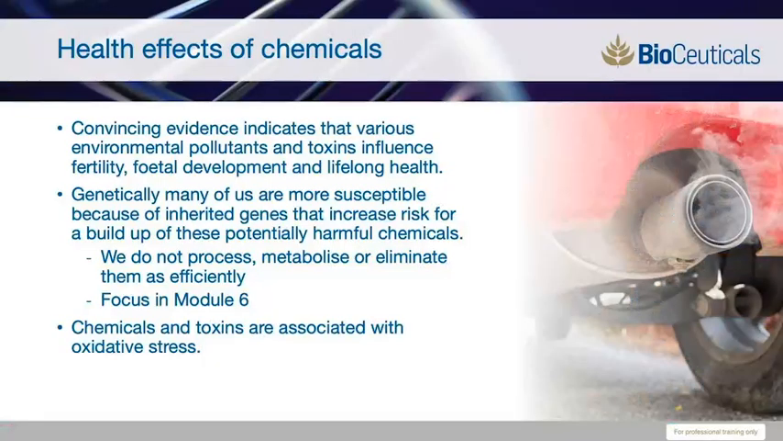So the other thing that is very, very important when we're thinking about pregnancy health and fertility is the chemicals and toxins in our environment. There is convincing evidence indicating that various environmental pollutants and toxins influence fertility, fetal development and lifelong health. Genetically, many of us are more susceptible because of inherited genes that increase the risk of a build-up of these potentially harmful chemicals because we cannot excrete them properly. We can't metabolise them and then eliminate them from the body.